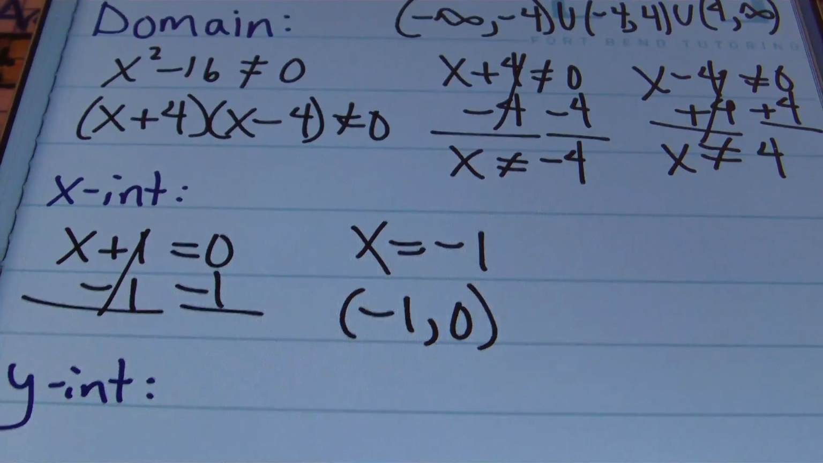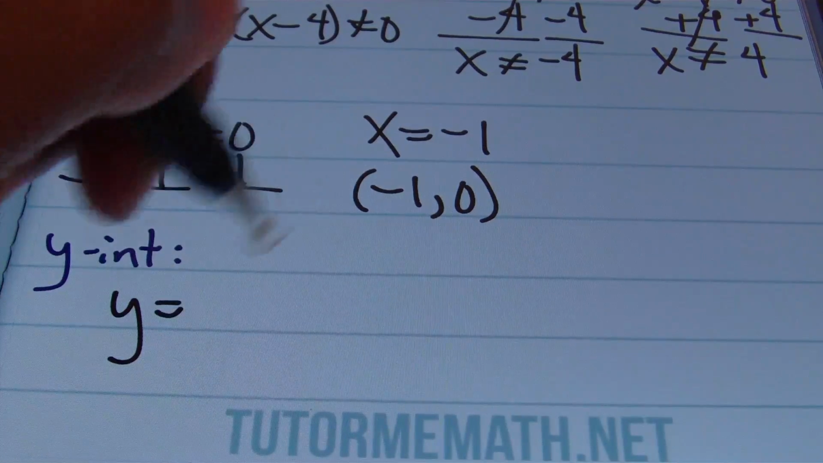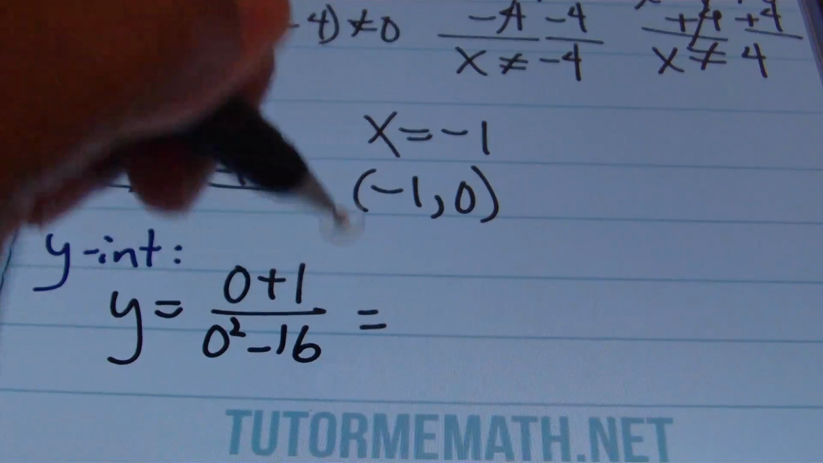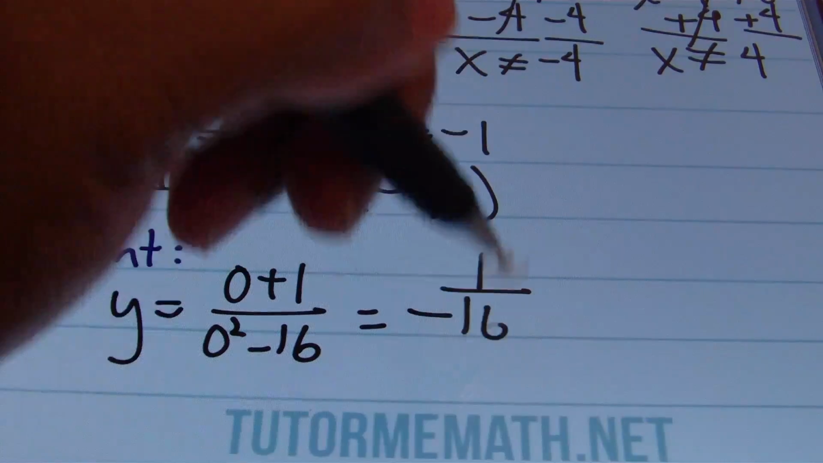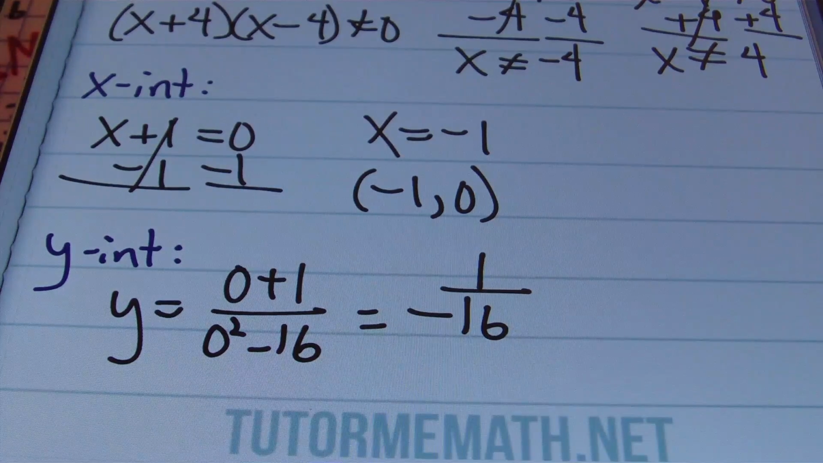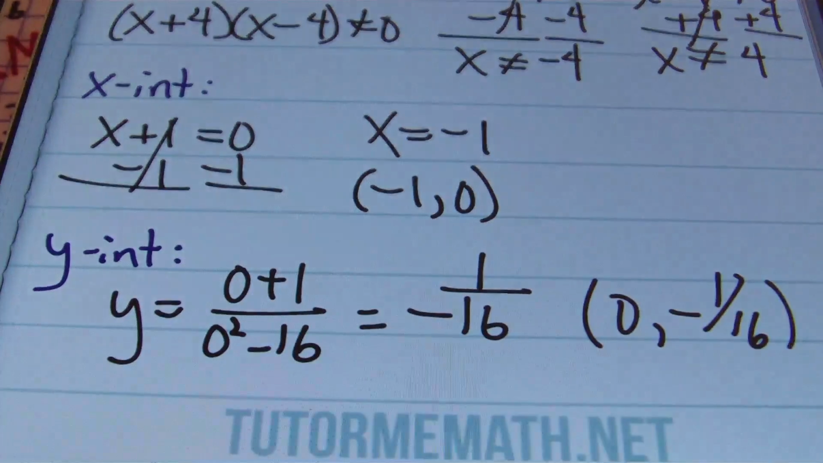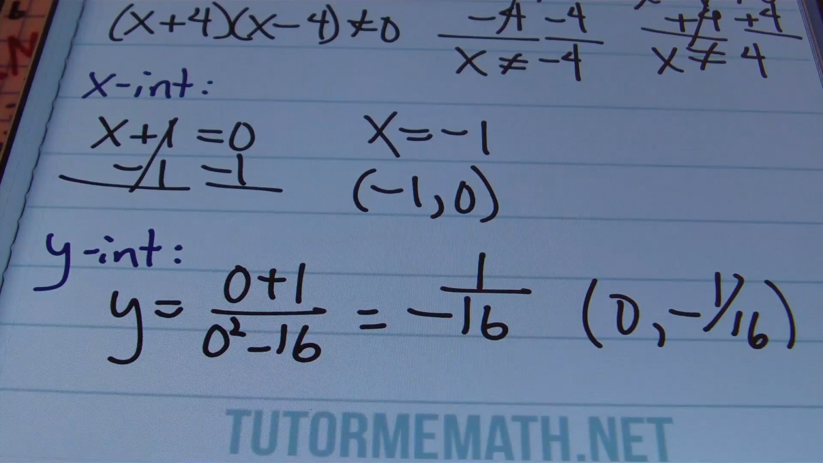So now let's move on to finding the y-intercept. What is it that we need to do? Exactly. We need to plug in 0 for all the x's in the original problem and simplify it. That's all you need to do. So this simplifies to give us 1 over negative 16, or negative 1/16, as your value for y when you replace all the x's with 0. So our ordered pair for the y-intercept will be 0, negative 1/16. There's your x-intercept, there's your y-intercept, and done.